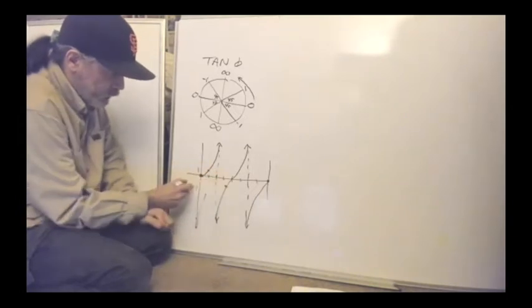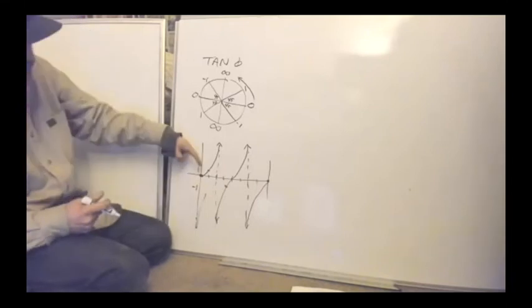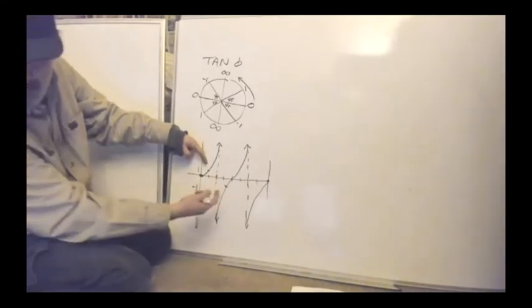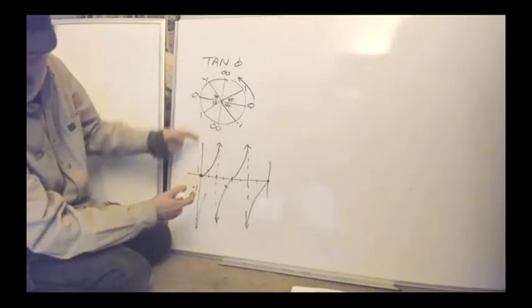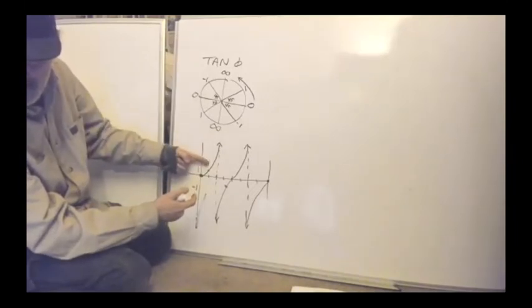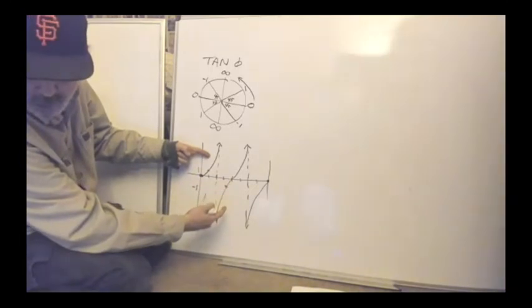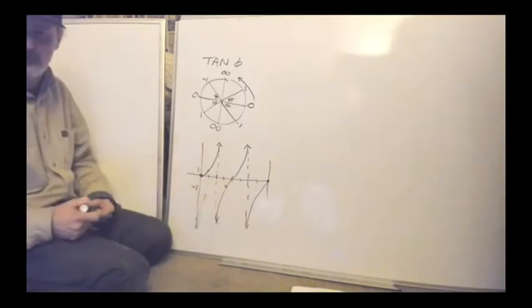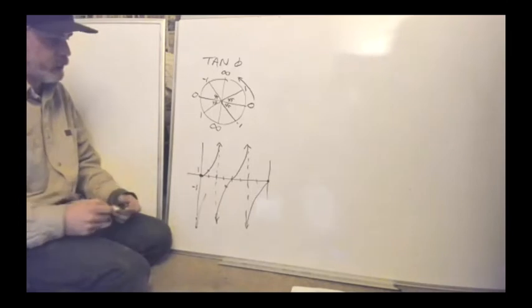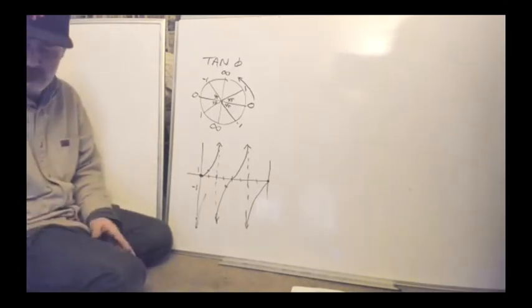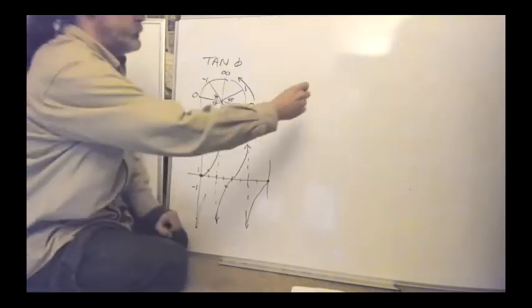All right, so if we multiply the tangent, that just makes this point go up a little bit. So if we multiplied this by 3, this would stretch up to 3, and this would stretch down to -3. Otherwise, the shape basically looks the same. Okay, and then we got the cotangent.